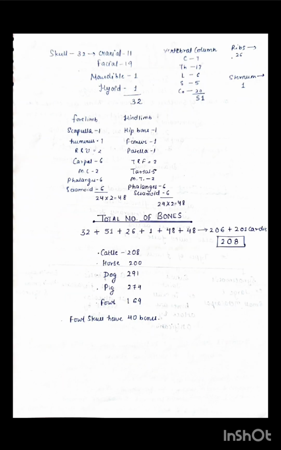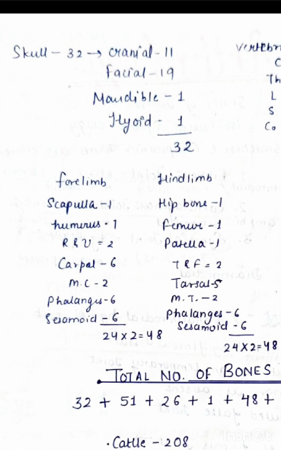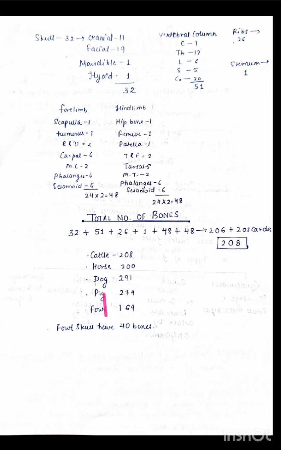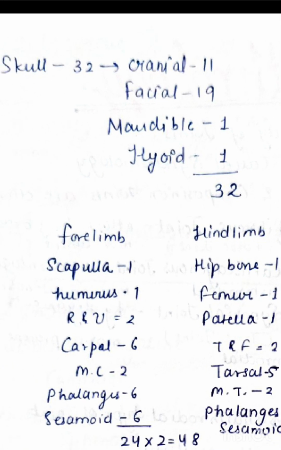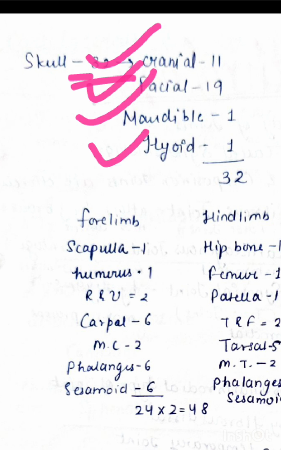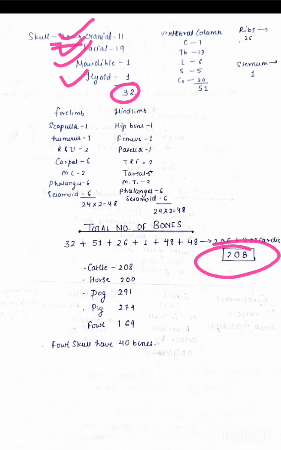This is the overall balance sheet of the bones in an animal's system. As we know, animals have 208 bones. Okay, so now we calculate how these bones are combined and how many bones are present in each region. The skull has 32 bones, in which the cranial contains 11, facial 19, mandible 1, hyoid 1, and these combined form 32 bones.